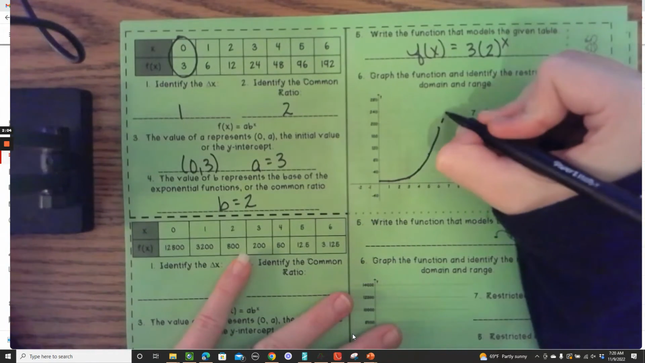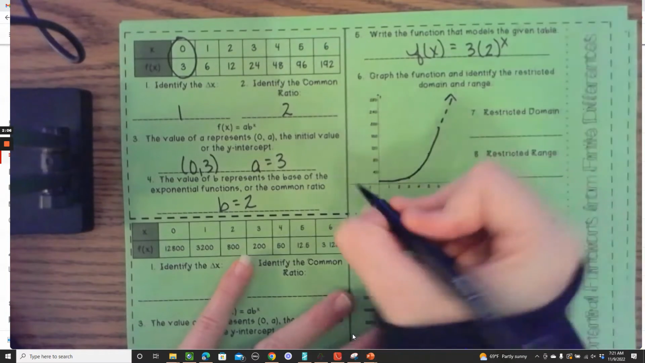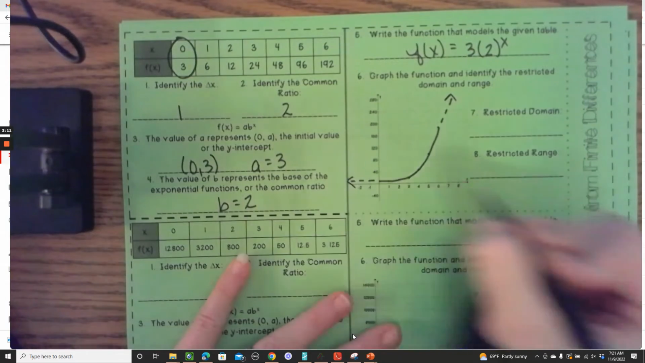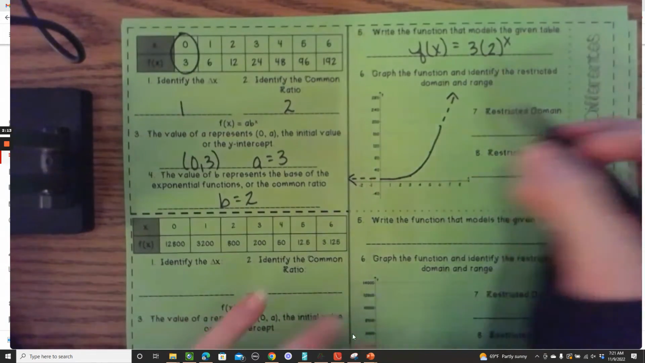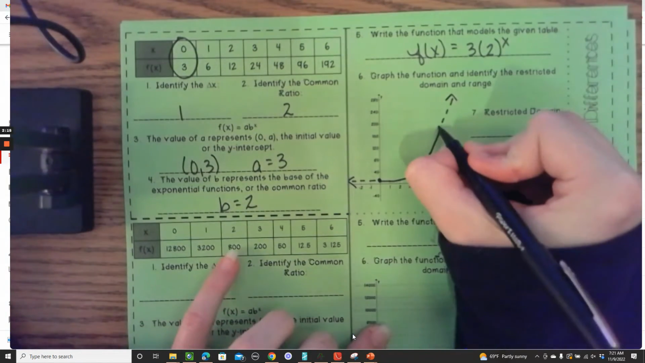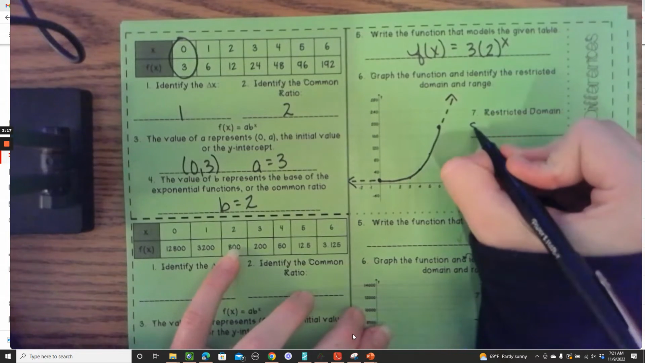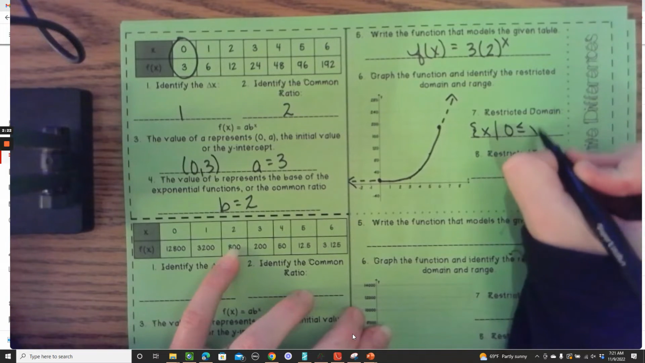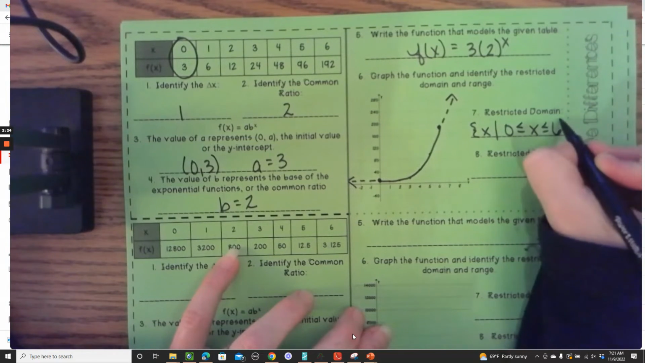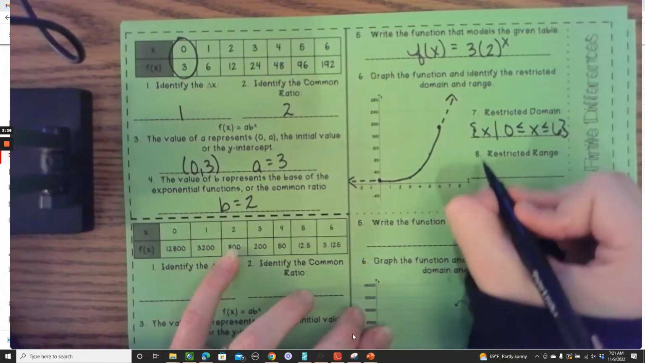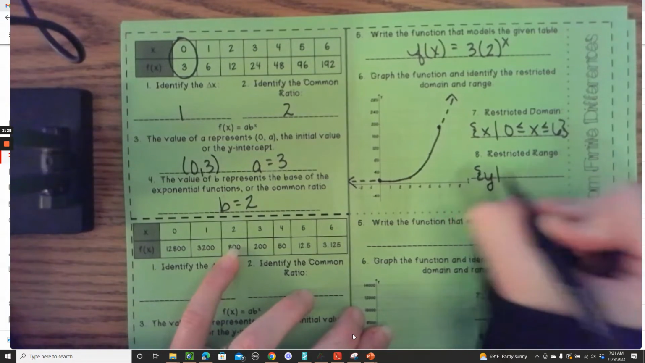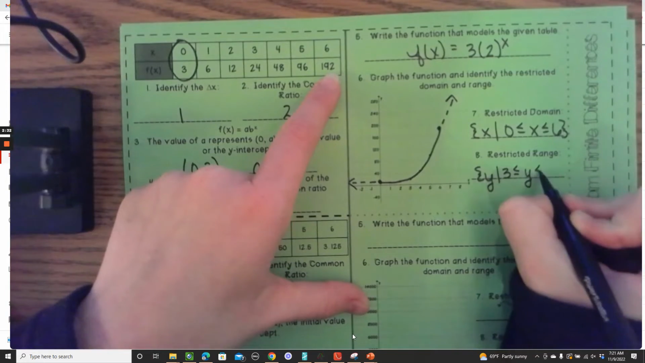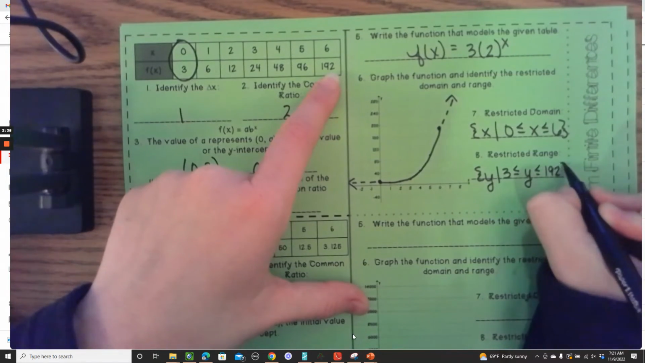What we know is that this graph is going to go on and on forever in both directions. So the restricted domain is from here to here, from 0 is less than or equal to x is less than or equal to 6. And the restricted range, so from 3 to 192.